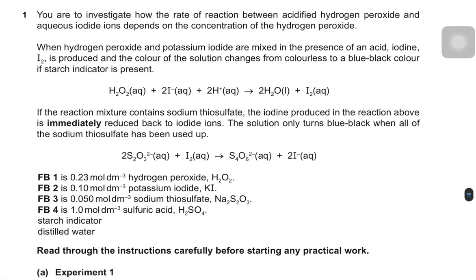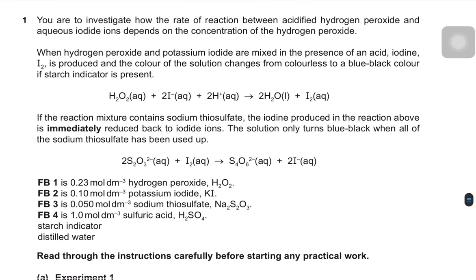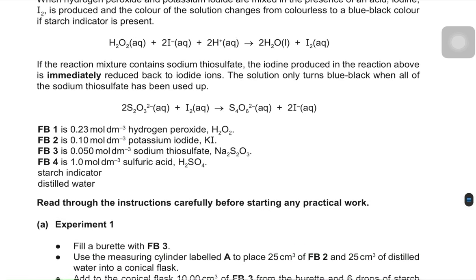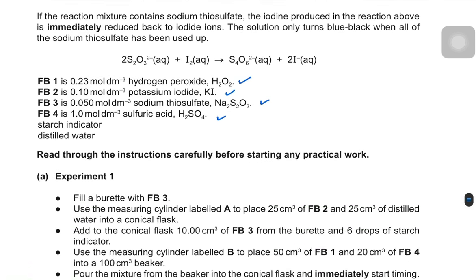Now we can move on to another rate experiment. I'm reading the question which says you're to investigate how the rate of reaction between acidified hydrogen peroxide and aqueous iodide ions depends on the concentration of hydrogen peroxide. I'm not reading the whole question. We know that it's a rate of reaction question where you have hydrogen peroxide and iodide ions. You can see the equation, you can see the labels of the chemicals. Fb1 is hydrogen peroxide, Fb2 is potassium iodide, Fb3 is sodium thiosulfate, and Fb4 is sulfuric acid.